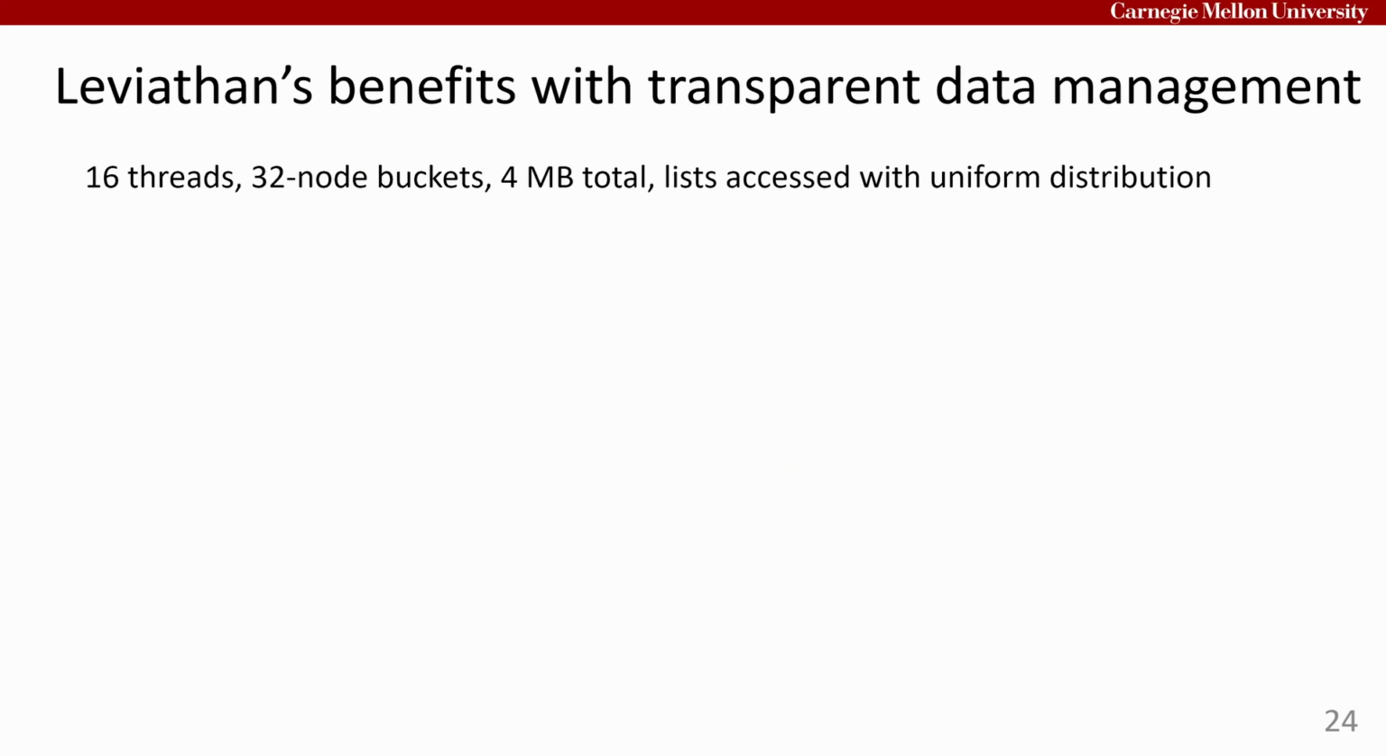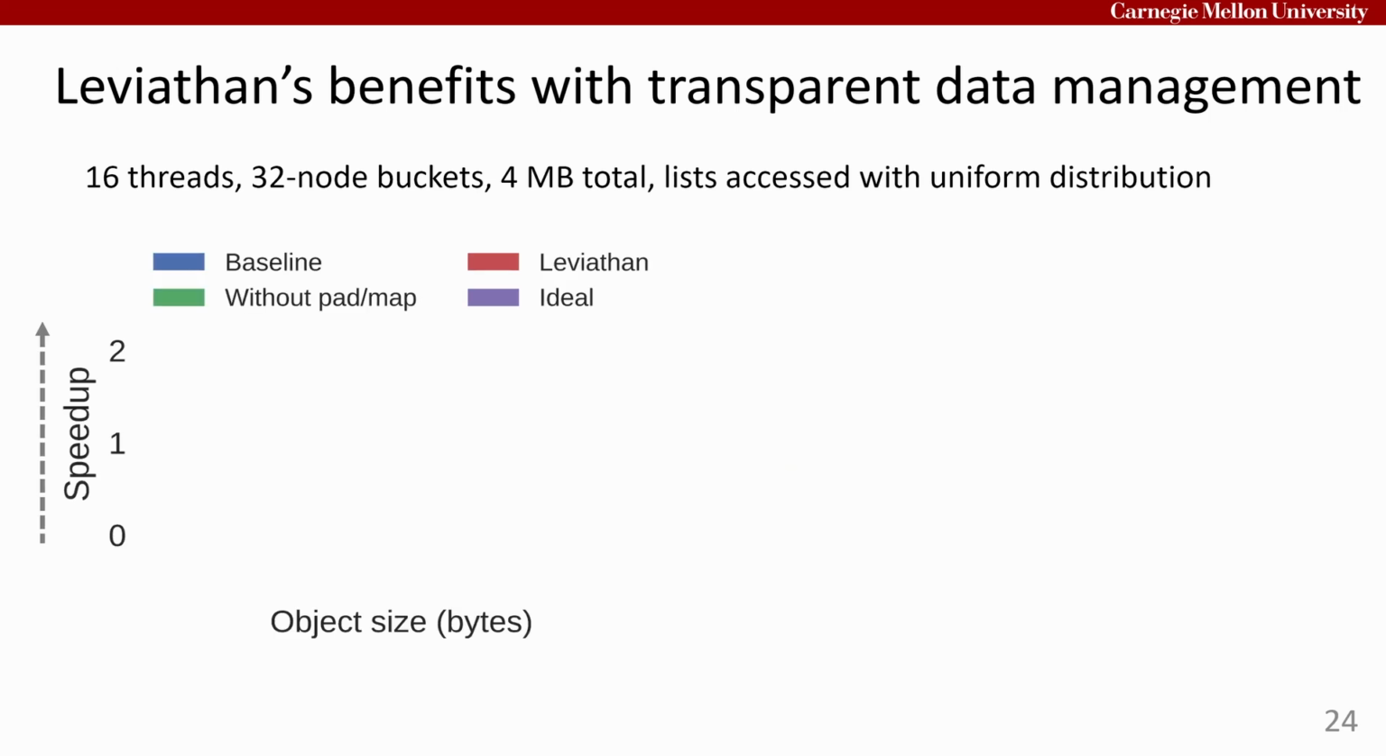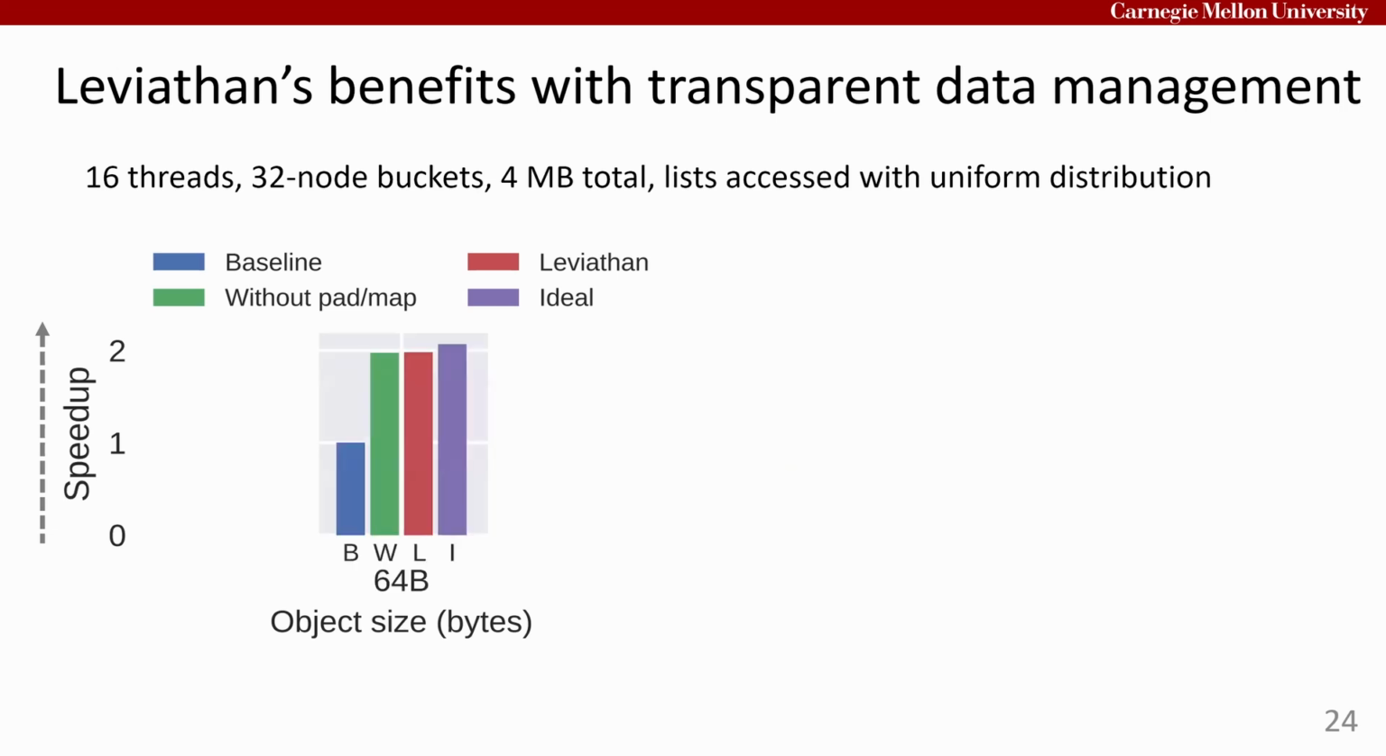This evaluation shows results when iterating over hash table buckets with a uniform distribution. We are first going to look at speedup. Compared to the baseline of performing all lookups on the core, we evaluate Leviathan without padding and mapping support, full Leviathan, and Leviathan with an ideal engine. The first group of bars shows results when the linked list nodes are equal to a cache line, as required in prior work. We see that Leviathan provides a substantial 2x speedup.